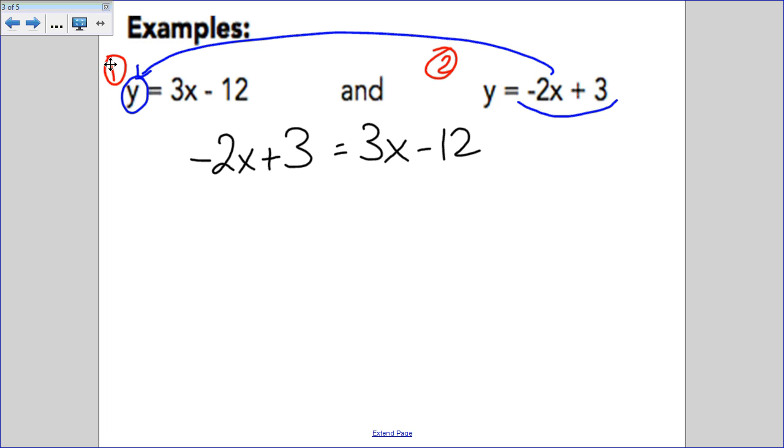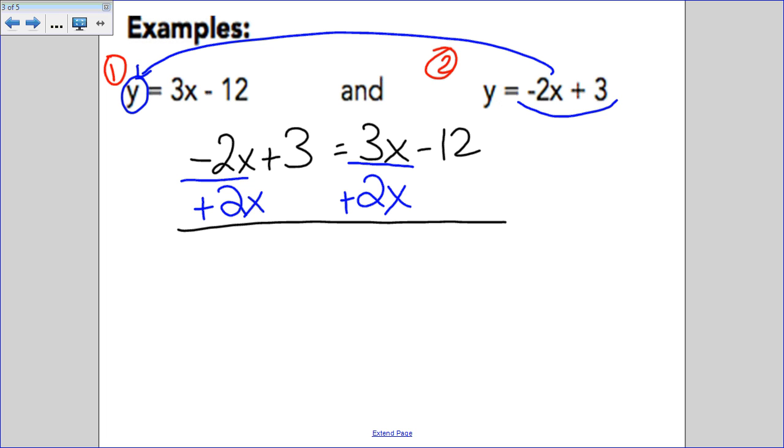Our first step is always to combine like terms. I want my x's equal my numbers in this case. So this has an x and this has an x. How can I combine them? This is negative 2, so I'm going to have to add 2 to get it to the other side of my equal sign. And my new equation is what? Well, those are going to cancel, and I have 3 equals, well, 3x plus 2x altogether, I have 5x minus 12.